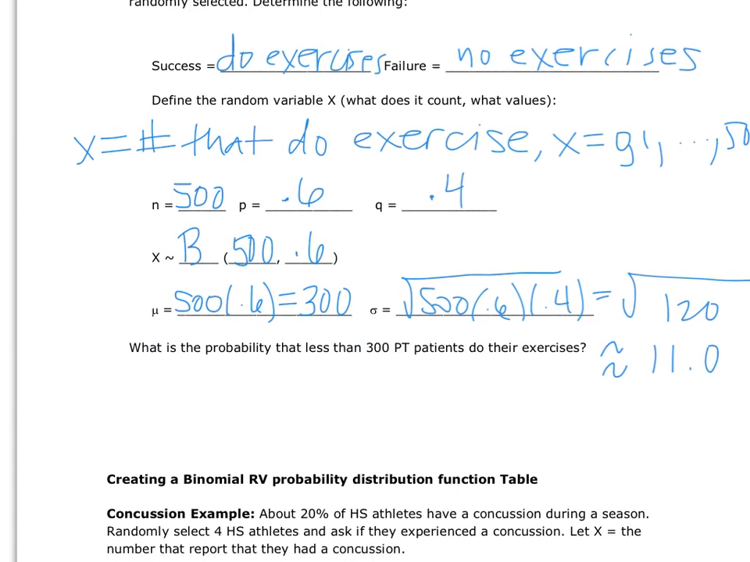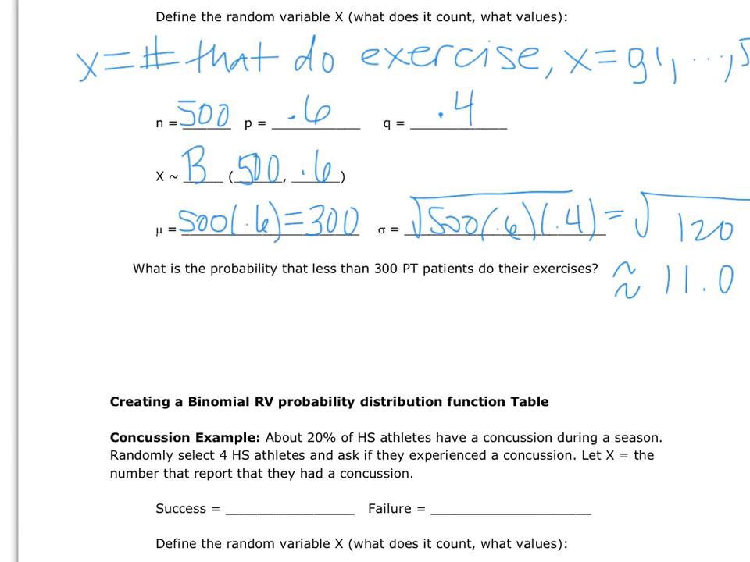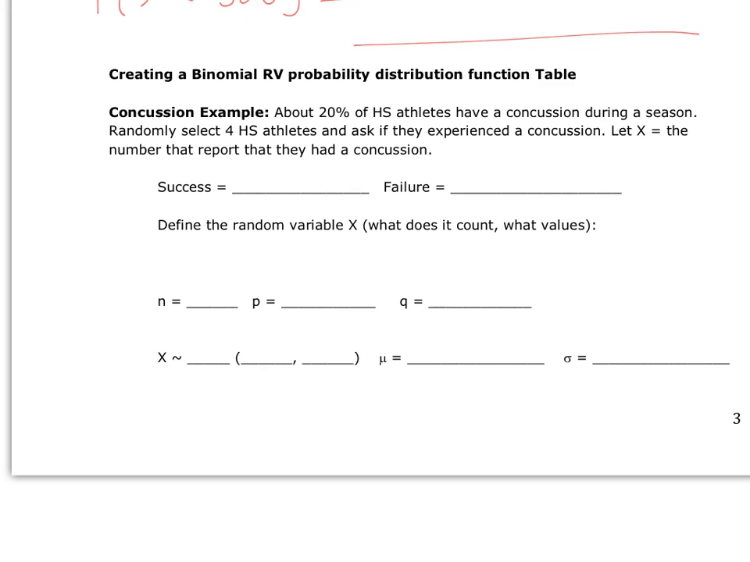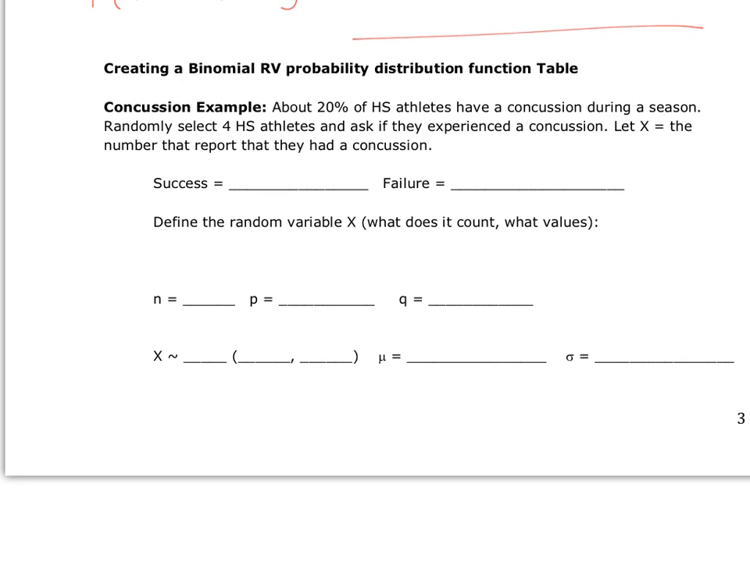Okay, now we're going to be wanting to answer probability questions. Something like this. What is the probability that less than 300 physical therapy patients do their exercises? So probability that X is less than 300. Okay, so we need to figure out how we find these probabilities for a binomial random variable. All right, so we're going to start off by looking at another example, and we're going to use that to derive the formula.